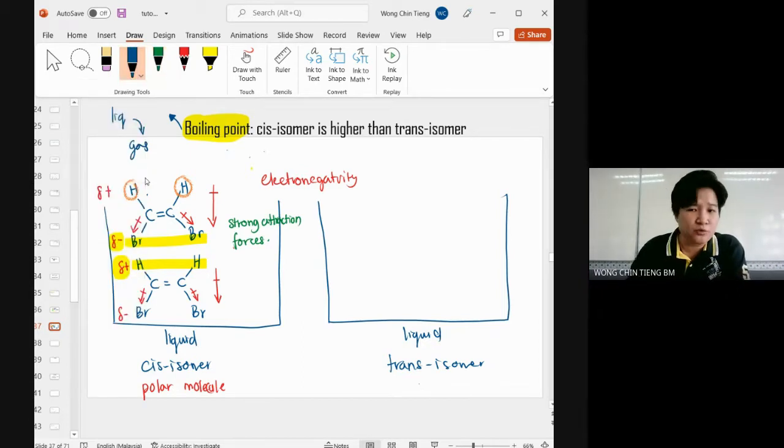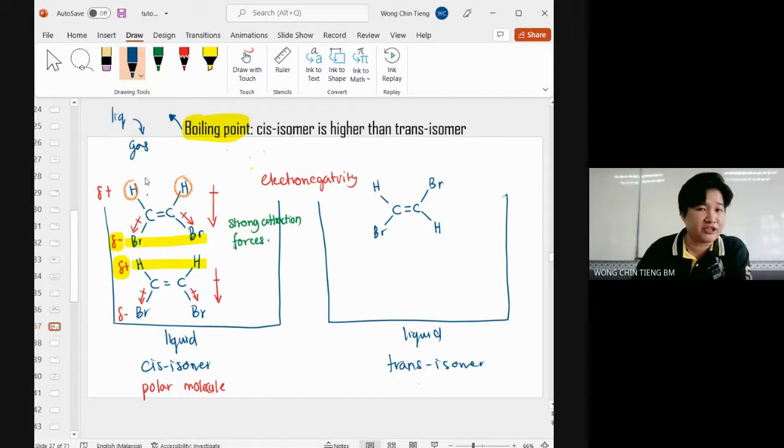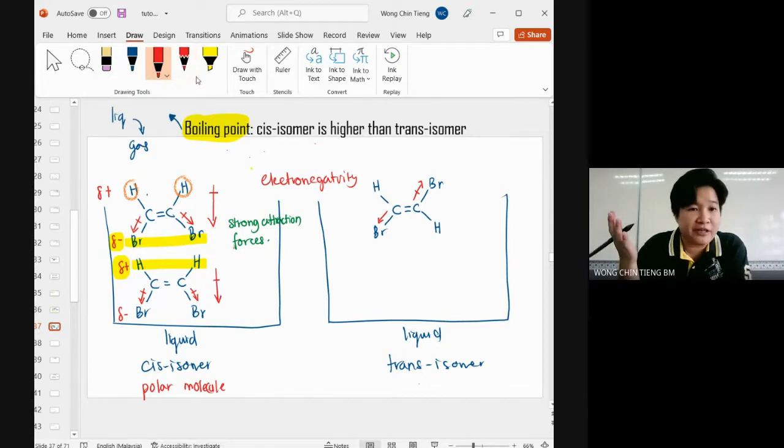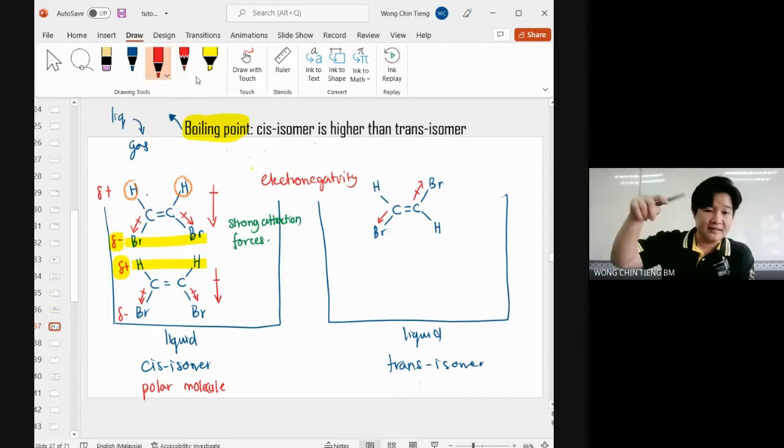Apa jadi kat trans? Saya ada C double bond C, tetapi my H and Br are in opposite directions. Kita masih ada difference electronegativity, masih ke arah Br. Kenapa? Because both have electronegativity. The moment we have Br, electronegativity is there. Betul? Dia masih ada berbeza. But the electronegativity difference or the bond dipole, satu ke atas, satu ke bawah.